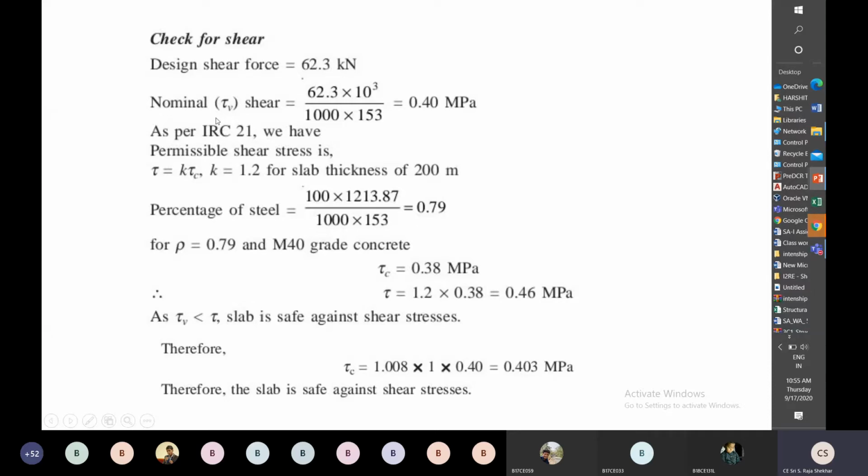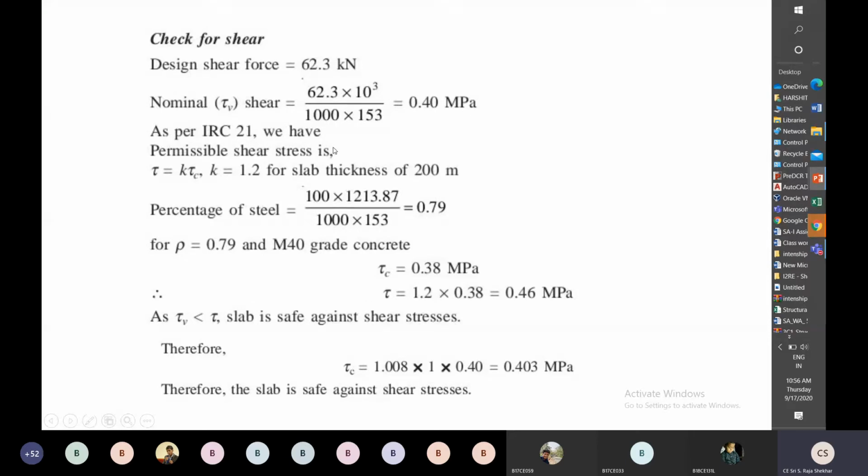First we're going to calculate nominal shear. Nominal shear is equal to applied design shear force divided by area. Area is nothing but B into D, B into effective depth. So B I'm considering for 1 meter width, and the depth is whatever effective depth is required. If you substitute, for nominal shear we are getting 0.40 MPa.